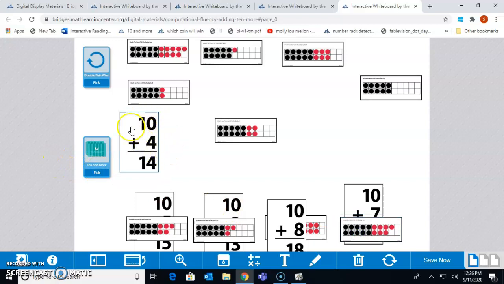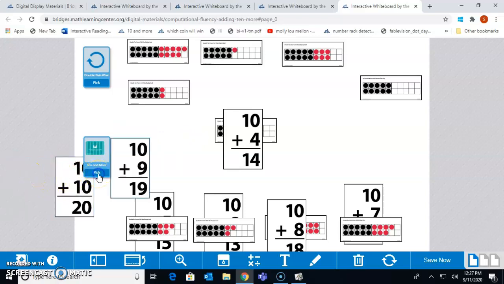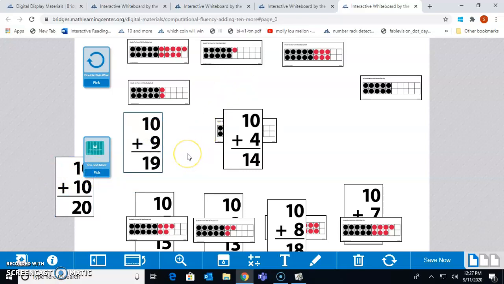Ooh. 10 and 4 equals 14. Which one? Nice job. One more. Ooh, 10 and 10. Uh-oh. Do we have one that's 10 and 10? We do not, do we? Let's move that over here. Let's try really one more. Ooh, 10 and 9 equals 19. Did you pick this one?